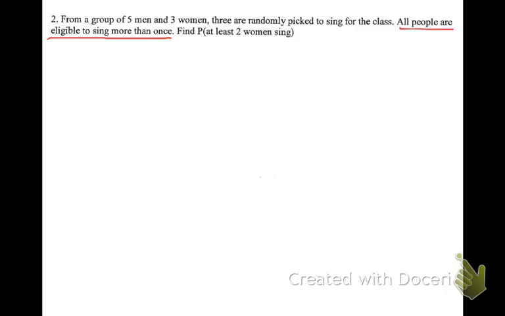We have different number of men, different number of women, but you're still looking for probability at least 2 women sing. Now you want to ask yourself, is the probability of choosing a woman to sing going to be fixed or not fixed? And the clue here is they're eligible to sing more than once. That means that they can be picked again, which means this is a Bernoulli. This is a fixed probability. Bernoulli. Okay. And again, the reason for that is because the probabilities are fixed because someone can sing more than once. Okay. So for Bernoulli, we're going to set up our NRPQ.